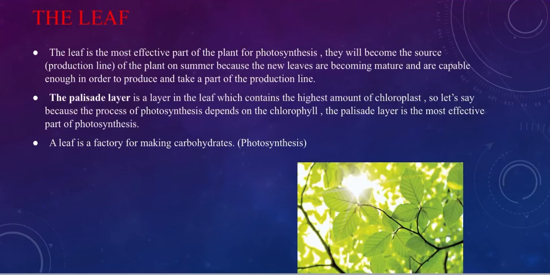The palisade layer is a layer in the leaf which contains the highest amount of chloroplasts. Because the process of photosynthesis depends on the amount of chlorophyll, or chloroplasts, the palisade layer is the most effective part for photosynthesis. A leaf is a factory for making carbohydrates, which is related to the concept of photosynthesis.